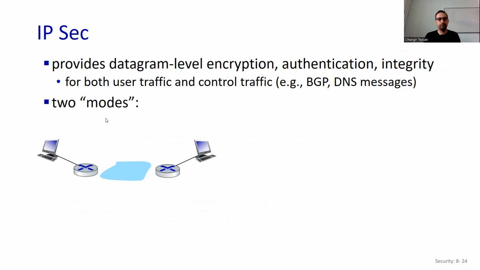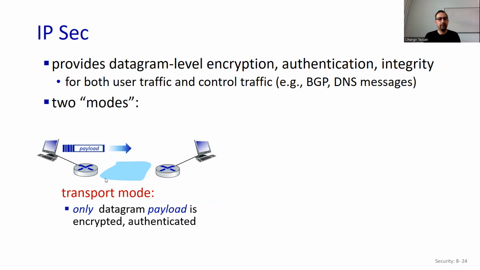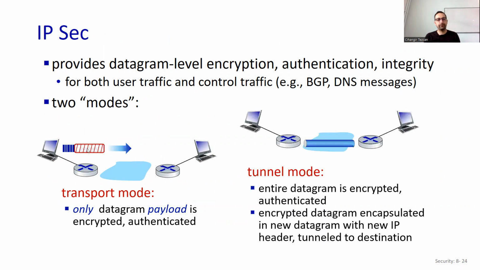So there are two modes. In the transport mode, you have the payload here. As you can see, we are going to talk about routers here because we are going to have the encryption at the network layer. So in the transport mode, only the datagram payload is encrypted and authenticated, like this.